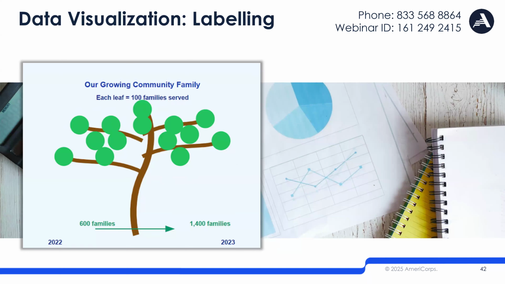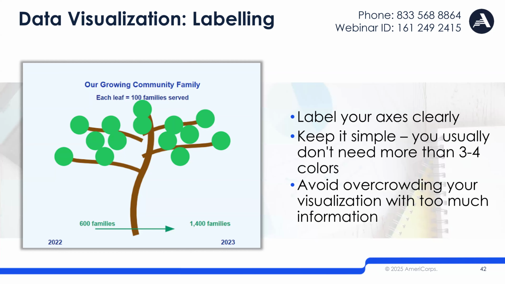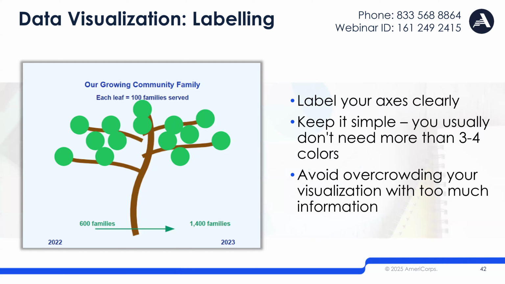Let's look at this tree visualization. It's a perfect example of making data friendly and meaningful to everyone in your community. Instead of just showing numbers in a spreadsheet, this tree image helps tell the story of how our community is growing together. When creating visualizations like this, always make sure that you're labeling your axis clearly and try to keep it simple. You usually don't need more than 3 to 4 colors, and you also want to avoid overcrowding your visualization with too much information.